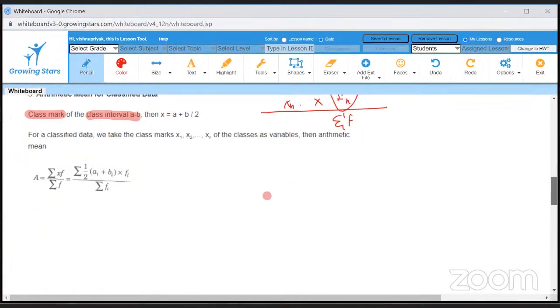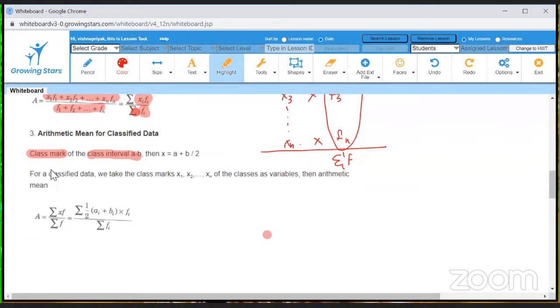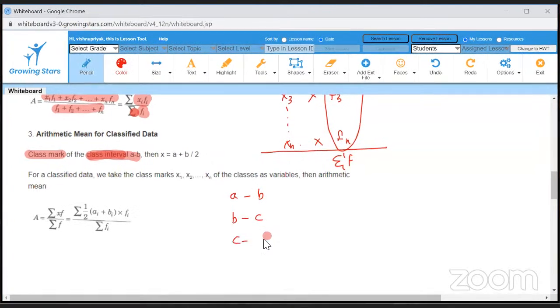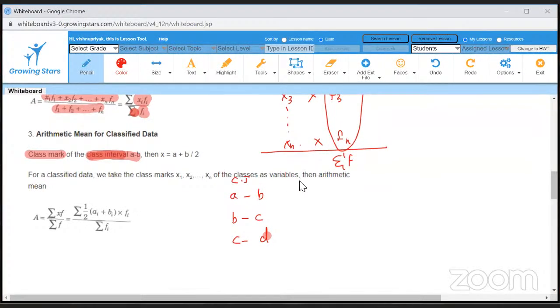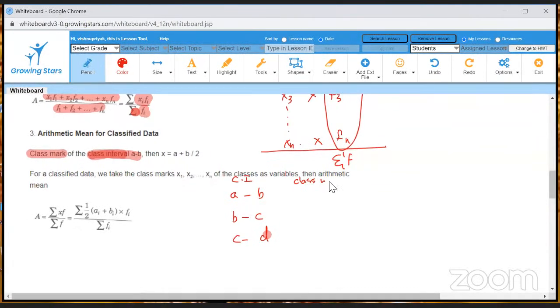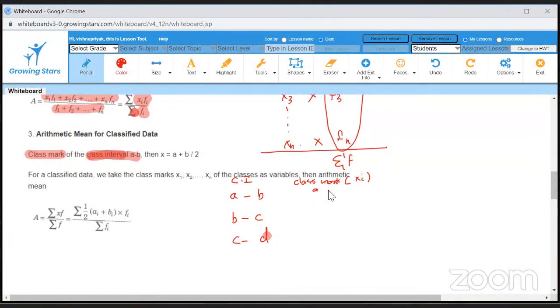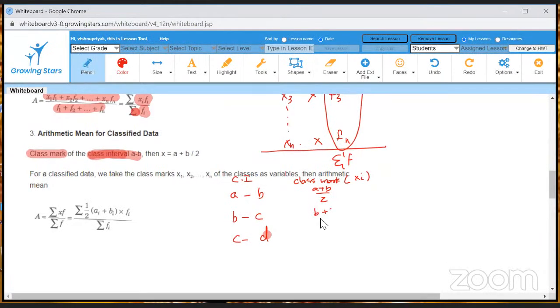But still there is one more method when there are classes. Class intervals are given, like A to B, then B to C, C to D, like this. This is class interval. Then you will make class mark. Class mark means xi. How will you get class mark? A plus B by 2, B plus C by 2, C plus D by 2. You will make one column of class marks. These are nothing but xi's, x1, x2, x3 answers you will get.